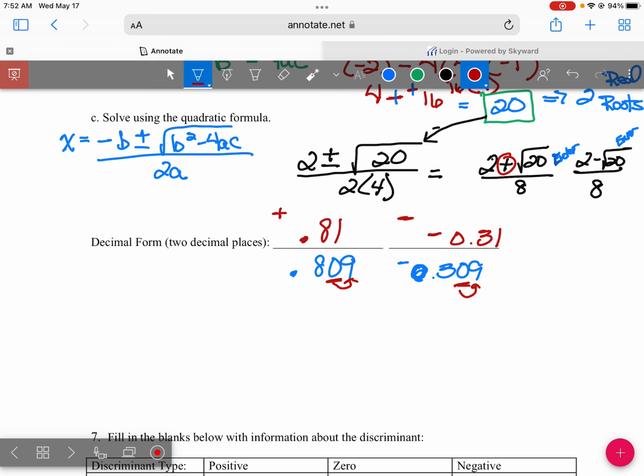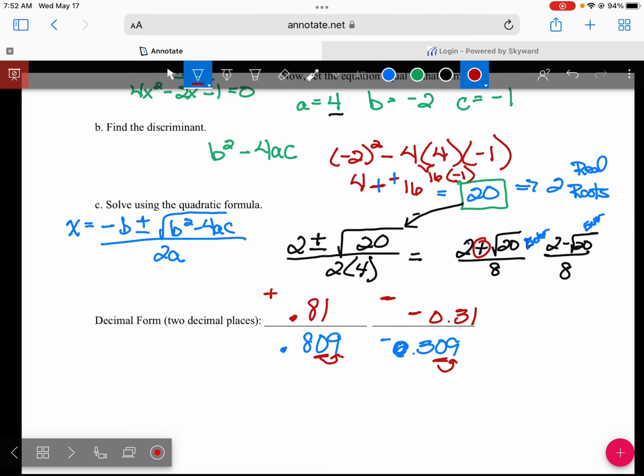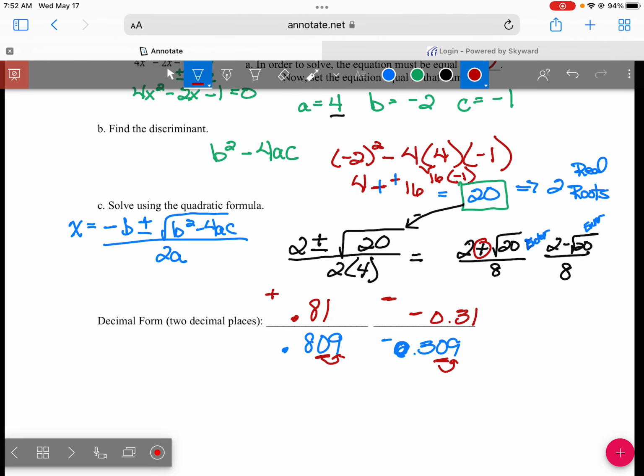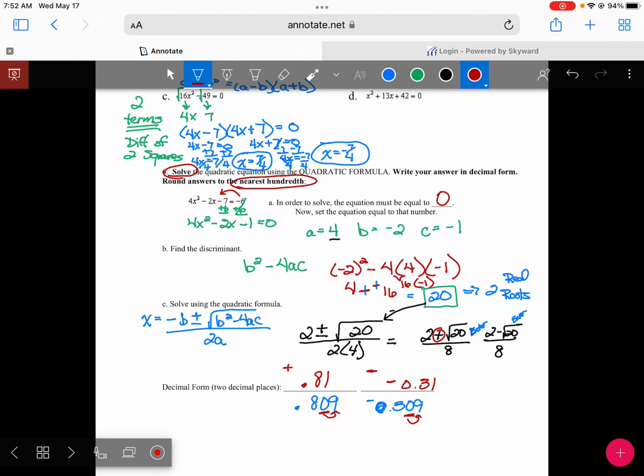And I am recording this so you can catch it later. So that's the quadratic formula. But once you find the discriminant, you can just plug that in and you don't have to recalculate. Any questions on that last problem?